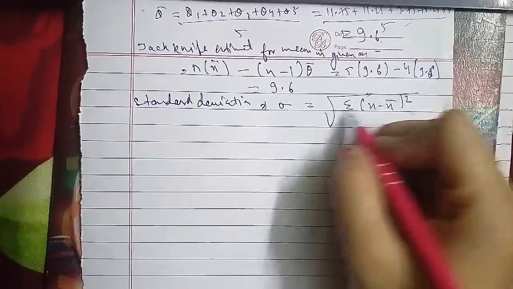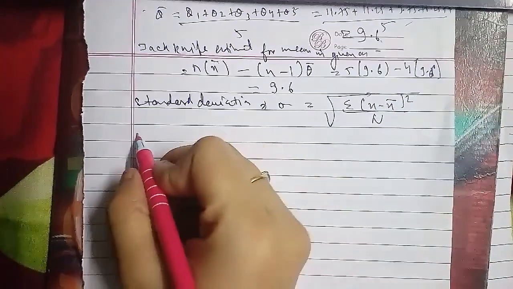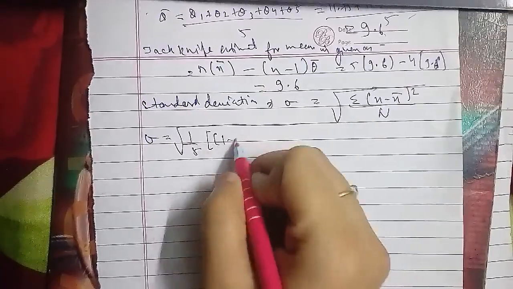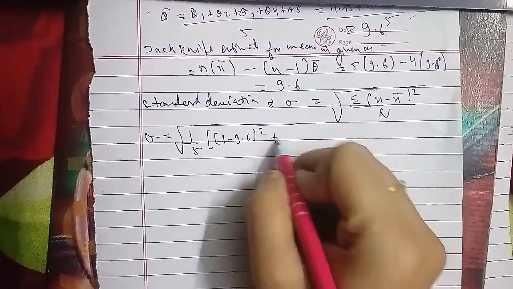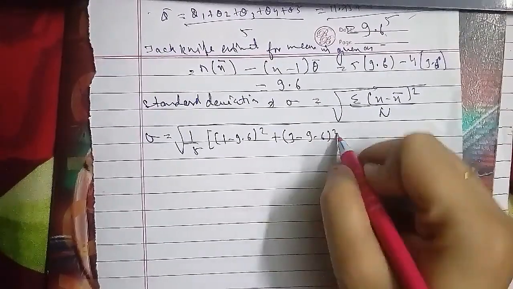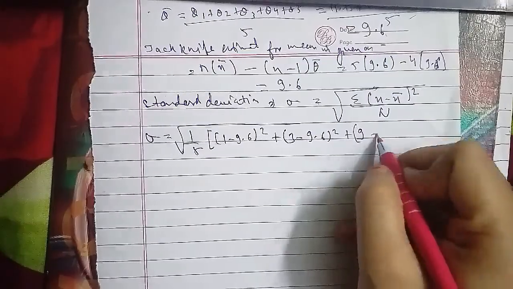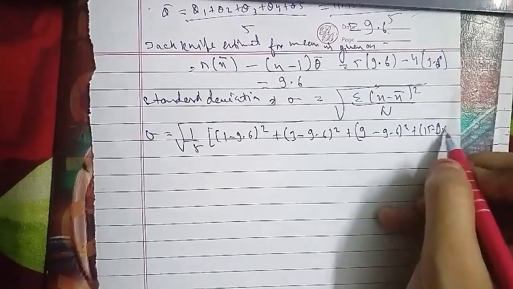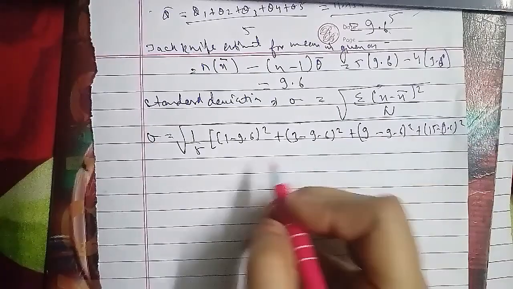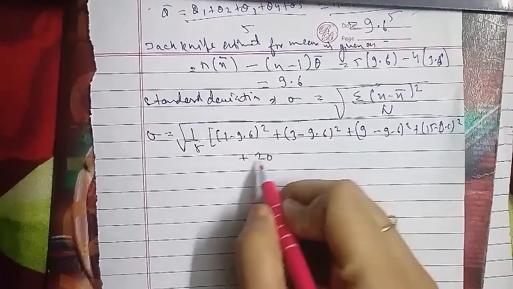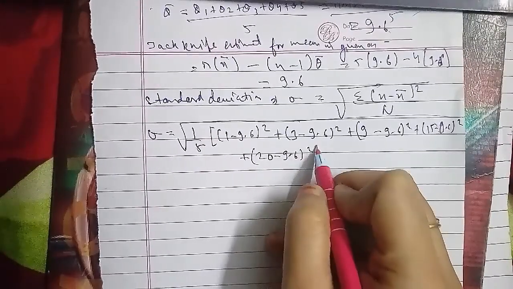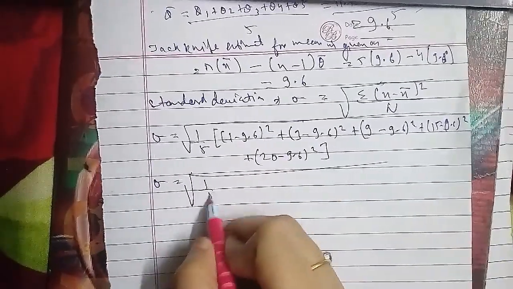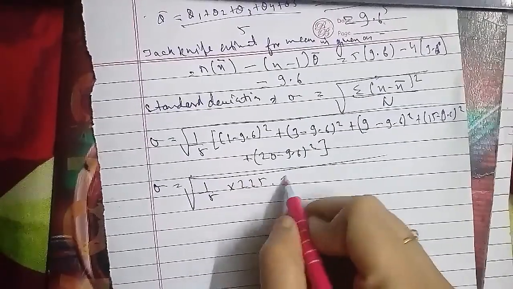So let's go ahead for the solution. By ignoring x1, sigma 1 equals 1 upon 4 of (3 minus 9.6) square plus (9 minus 9.6) square plus (15 minus 9.6) square plus (20 minus 9.6) square, and then we have it, and that is sigma 1 equals 1 upon 4 multiplied by 181.24, and we'll find the root here as well. We'll get 45.31, which is equal to 6.73.